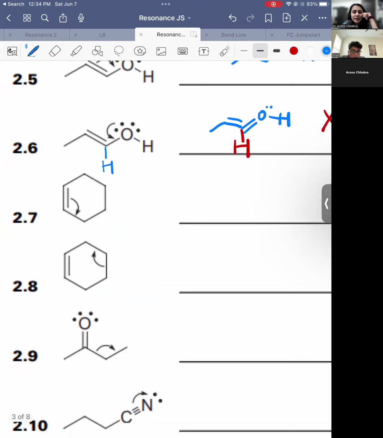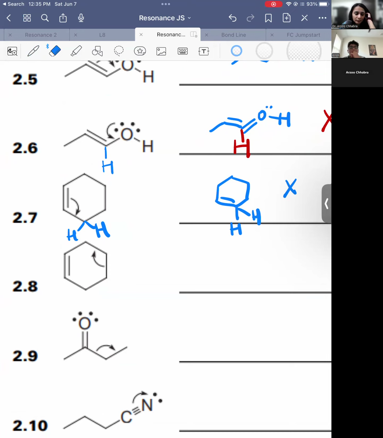What about the next one, 2.7? Yeah, I think we covered this one. You can, and then one side will just be positive and the other side will be negative. So it'll look like this. So we got this, and this is a positive. But check this out though. This carbon already has two hydrogens, actually, if you think about it. So it's not really possible.